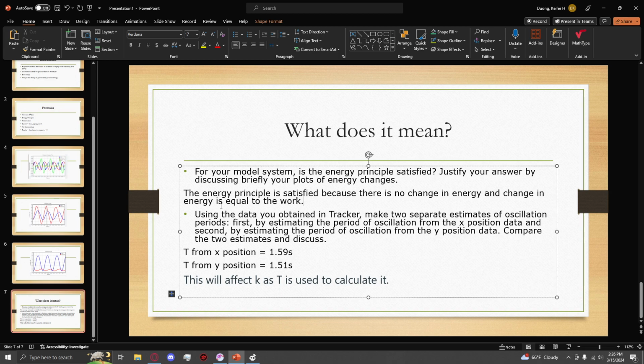So T from the X position I found was 1.59 seconds, and T from the Y position was equal to 1.51 seconds, and this will affect K as T is used to calculate K.